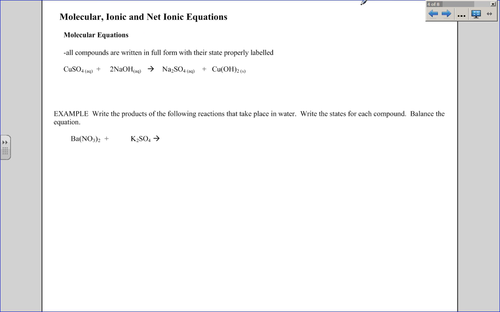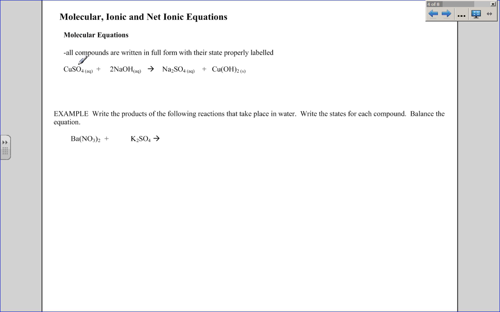Now what we really want to be able to do is take these reactions and write them as net ionic equations. And we'll investigate what that means as we proceed. In order to prepare a net ionic equation, we're always going to start with the molecular equation. Then we're going to break it down into an ionic equation, and then finally finish up with a net ionic equation. The reactions that you've been using all year are molecular equations. So they're defined as an equation where all the compounds are written in full form with their states properly labeled.